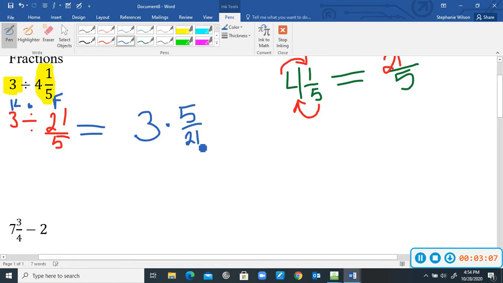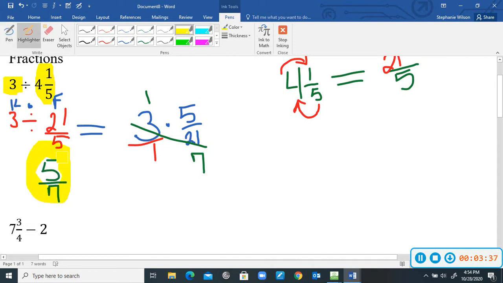Since that 3 is a whole number, some of us that are visual really need to put that 1 underneath it. Why? Because when you multiply fractions, you multiply straight across, but you also can reduce, and I see that my 3 and 21 reduce. 3 goes into itself once, goes into 21 7 times. So now I have 5/7 as my answer. This is a proper fraction because the numerator is smaller than the denominator.